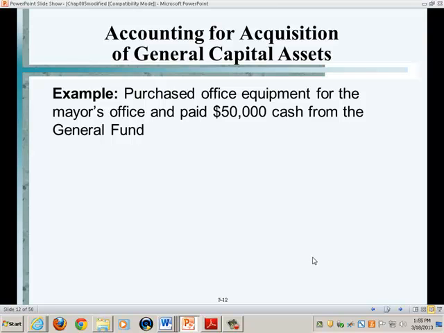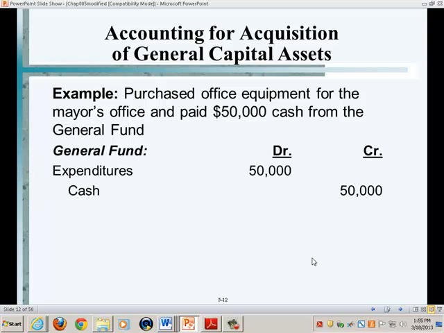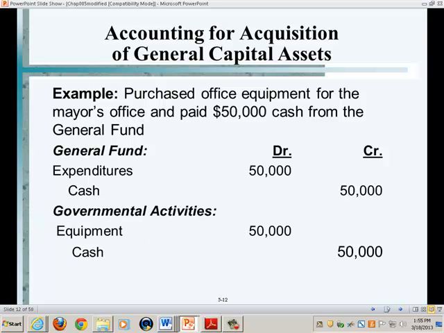Now we'll do a couple of journal entries, and this should be nothing new to you. Look at this. This is the bizarre part of government accounting. You buy a piece of equipment for $50,000 and we are expensing it in the general fund. Why? Flow of financial resources. Same thing on an accrual basis. What do we do? Capitalize it, right?